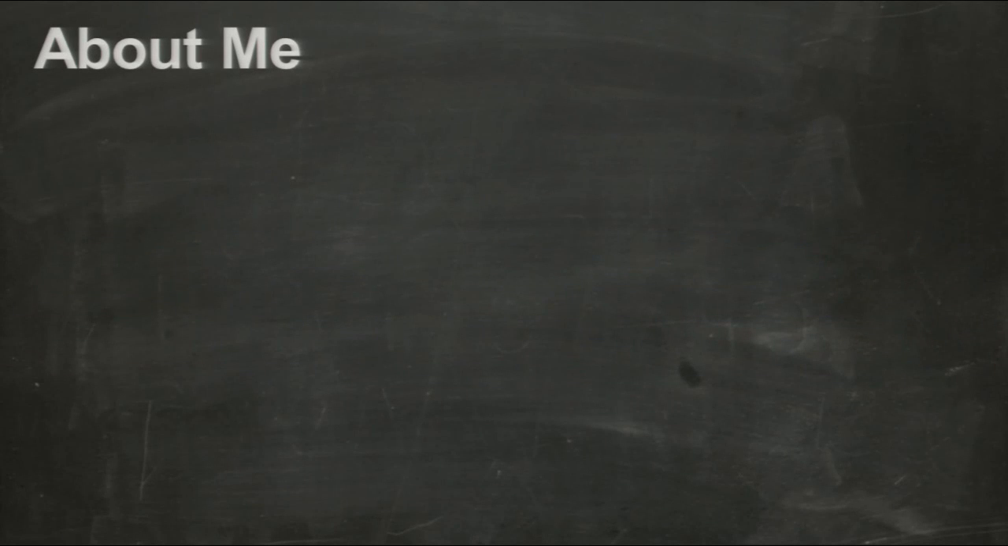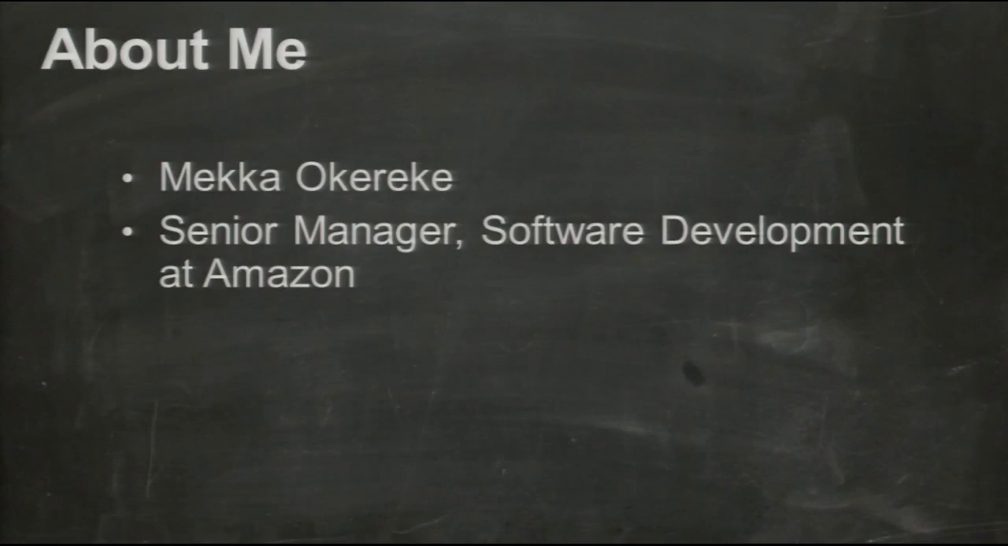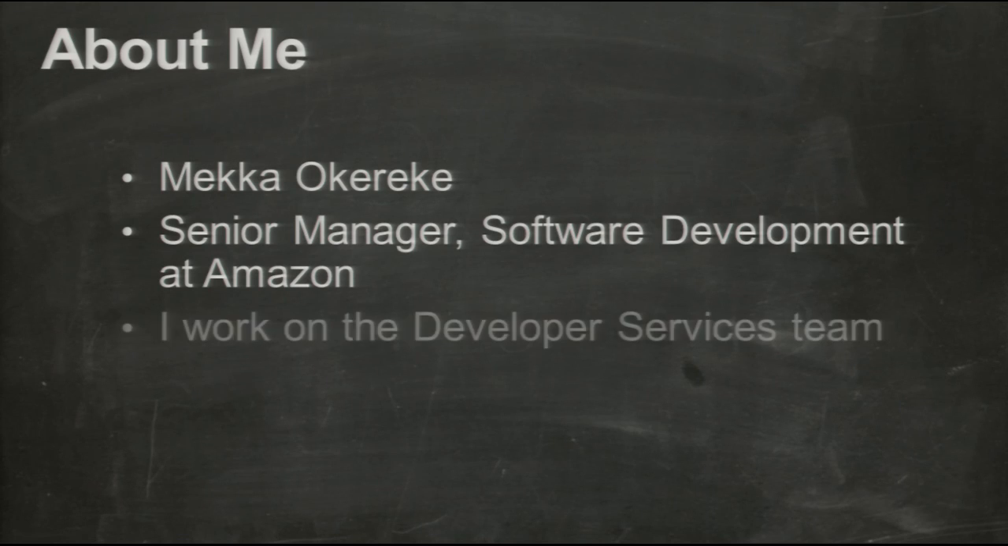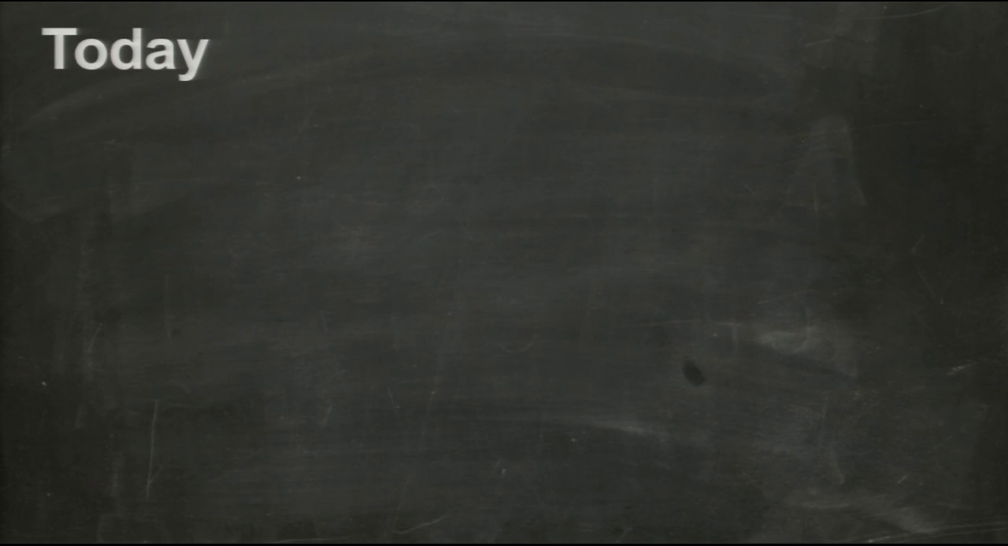All right, so first of all, let me tell you guys a little bit about myself, to set some context for what we're going to be talking about today. My name is Mecca Okereke, and I'm a senior manager on the App Store Developer Services team. What our team does is build solutions for you, mobile developers, to help you monetize your applications, reduce the amount of time it takes you to build them, and really be successful both on Amazon hardware and on third-party Android hardware. So, phones made by HTC and Samsung and pretty much everybody else.